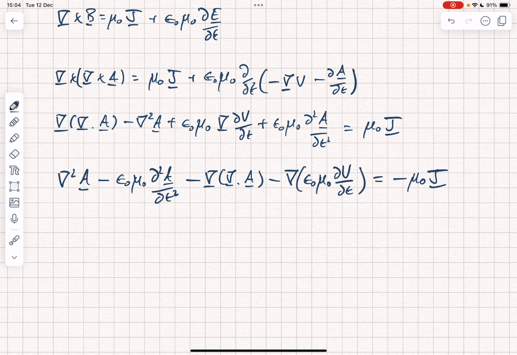That's the equation that we get when we start simply from the Ampere-Maxwell equation. It's a complicated equation. It involves both A and V. It involves first and second derivatives, and it's a mess, frankly.